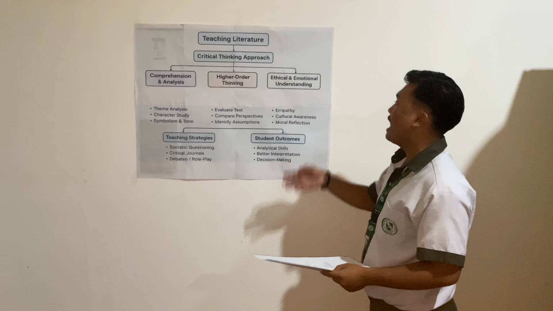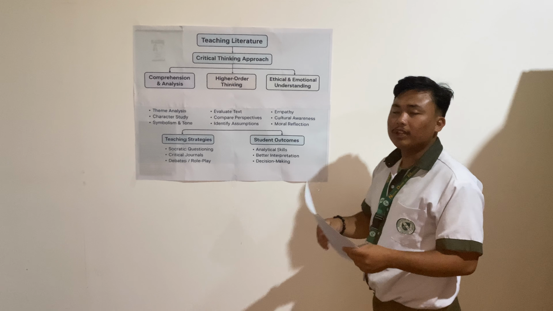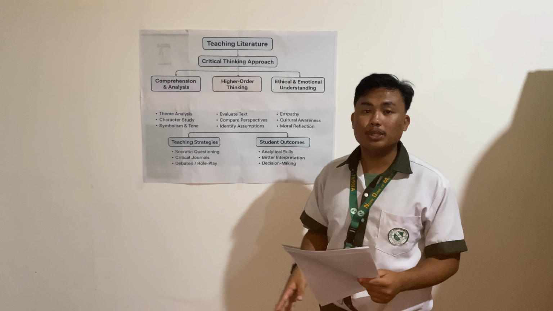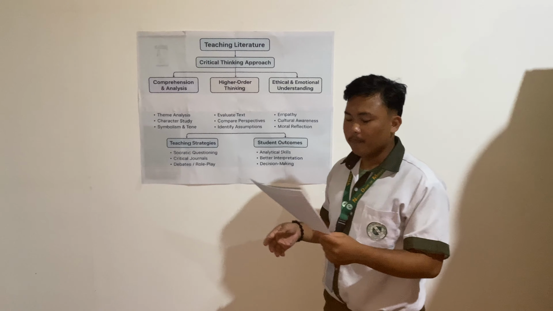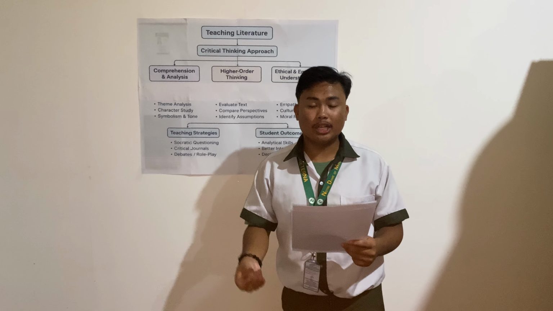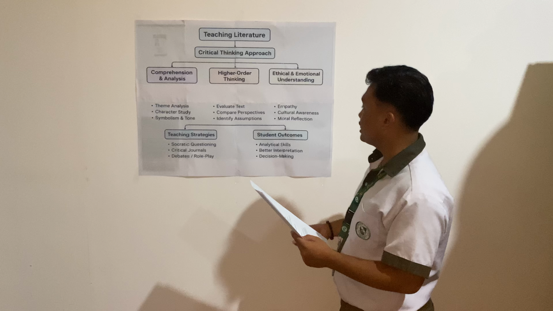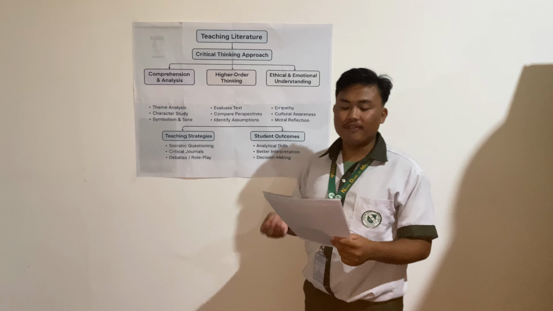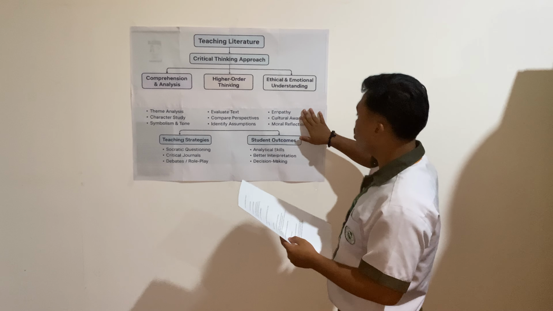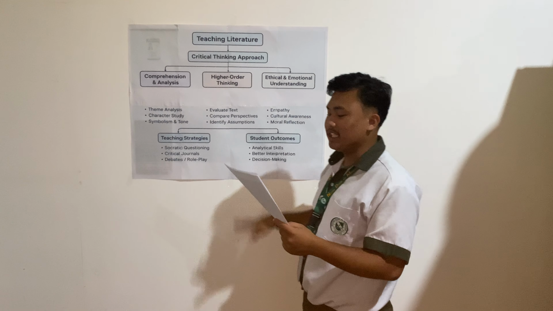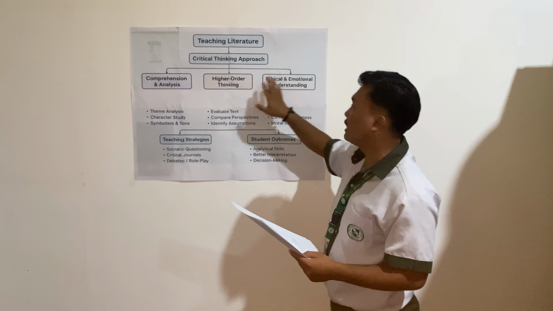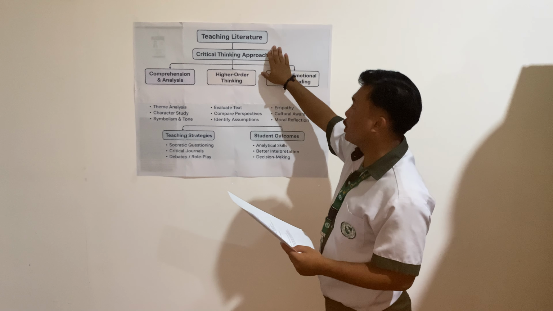And lastly, we have the ethical emotions and understanding. For ethical emotions and understanding, literature also helps students develop values and empathy. For empathy, understanding characters' feelings and experiences. Also, for cultural awareness, learning about different cultures and contexts. And lastly, moral reflection, thinking about right and wrong through the story events. This branch develops students' emotional intelligence.